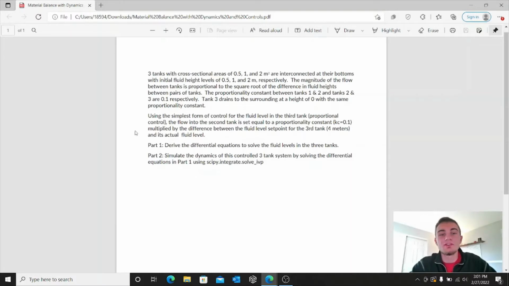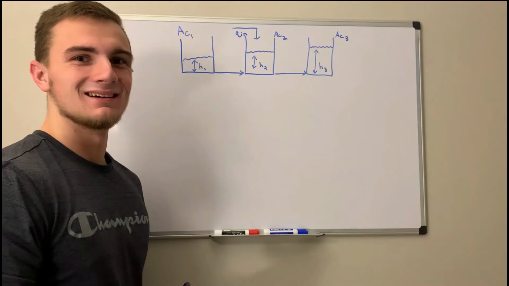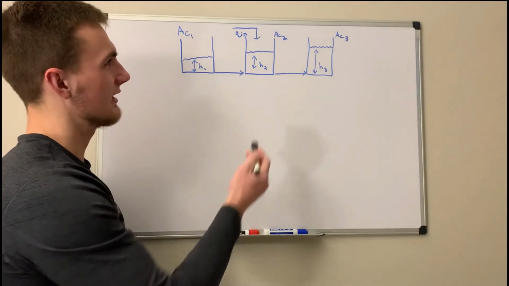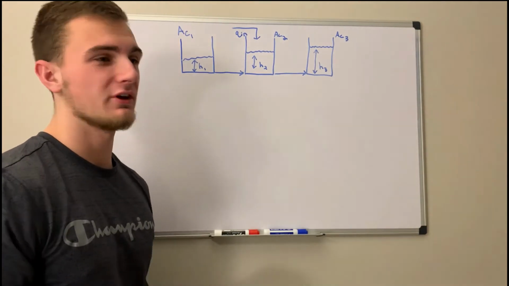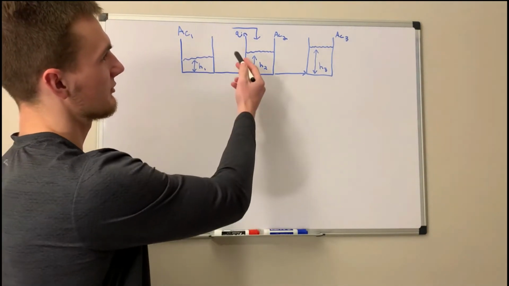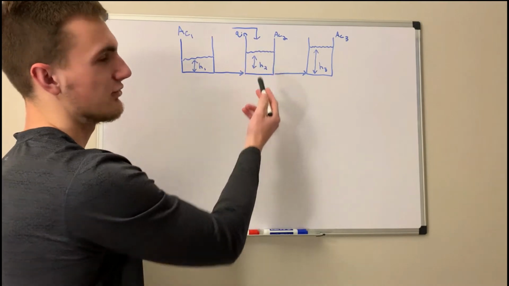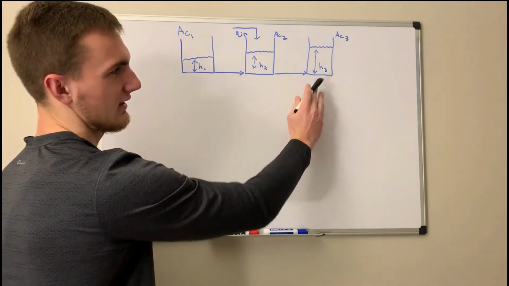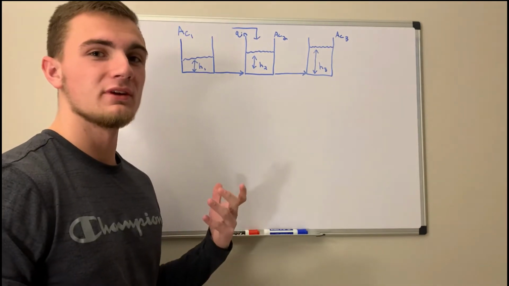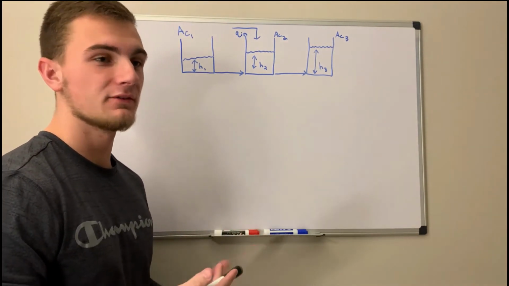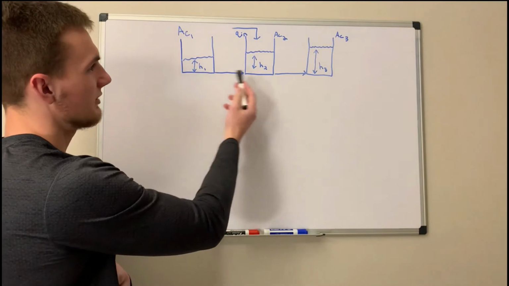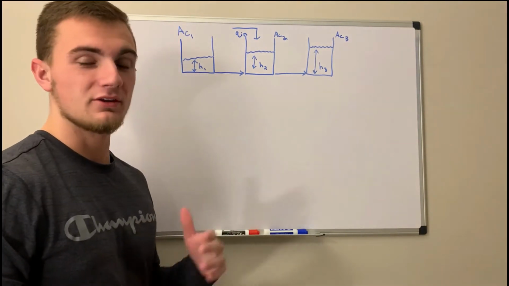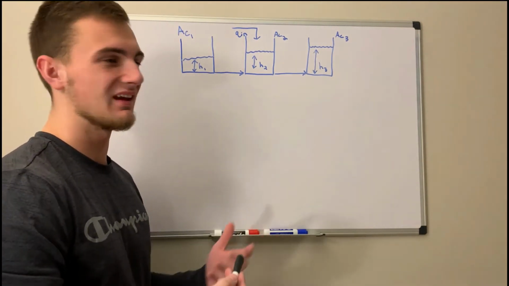So let's jump into part 1 and talk about how we can derive expressions in order to solve this problem. Okay, so I've drawn out a picture of what this problem looks like. Here we'll have the initial flow, so Q in going into the second tank. So here we have tank 1, tank 2, and tank 3. And just to go through the different variable names that I've given here for this problem, H1, H2, and H3 are the three different heights of the three different tanks.